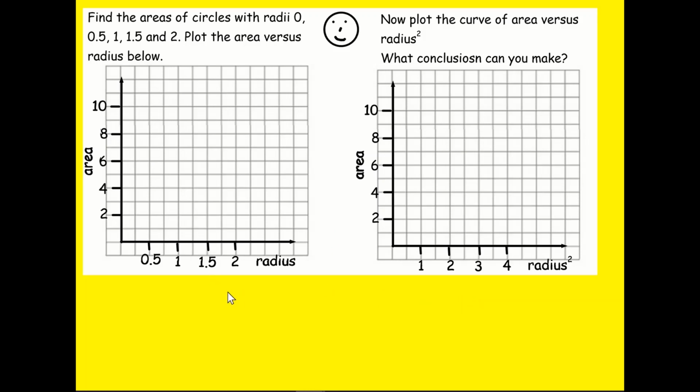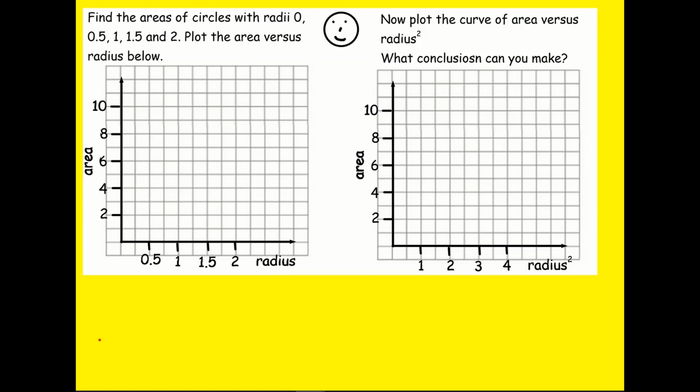Third example of direct proportion, we are going to be stepping up a little bit now. So what I want you to do is find the areas of circles with radii, that's plural for radius, of 0, 0.5, 1, 1.5, and 2. And then I want you to plot the area versus the radius as shown below. Have a go at that now, please.